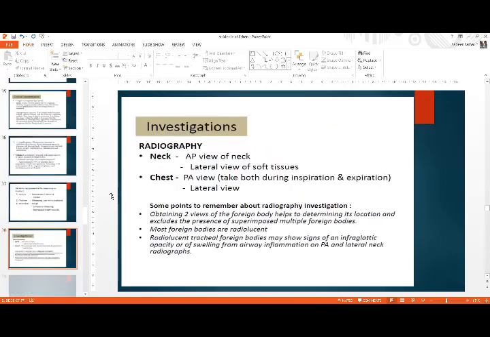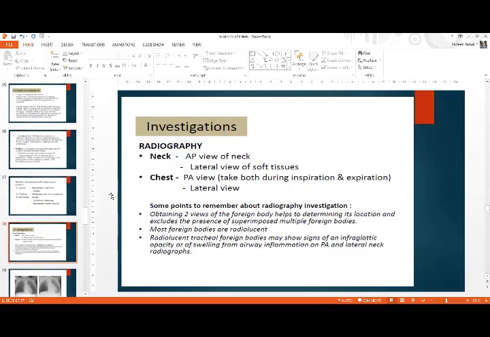How will you investigate? Naturally, we'll go for the X-ray of the neck and the chest, AP view of the neck, and the lateral view of the soft tissue of the neck. Checking two views of the foreign body helps to determine its location and the presence of superimposed multiple foreign bodies. Most foreign bodies are radiolucent and they may show signs of an infraglottic opacity or swelling from airway inflammation on PA and lateral leg radiograph.